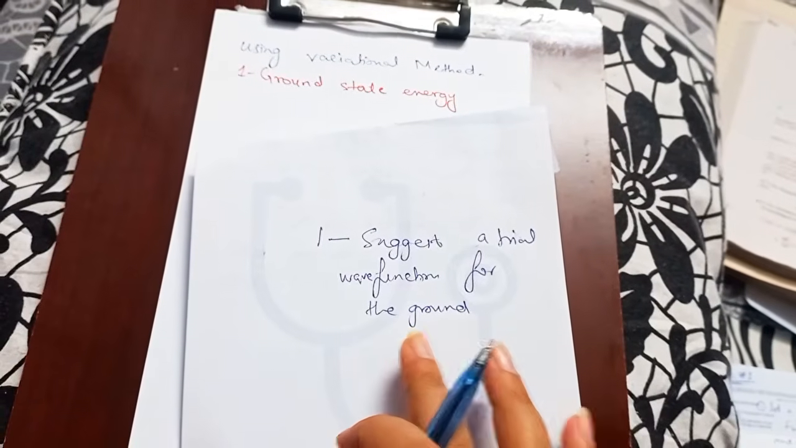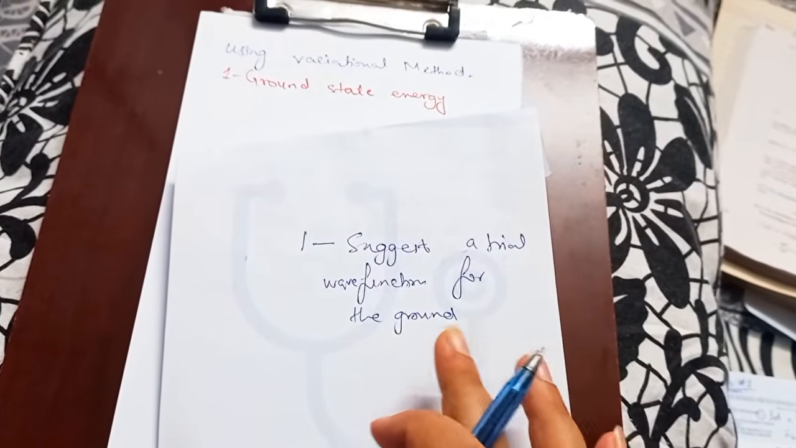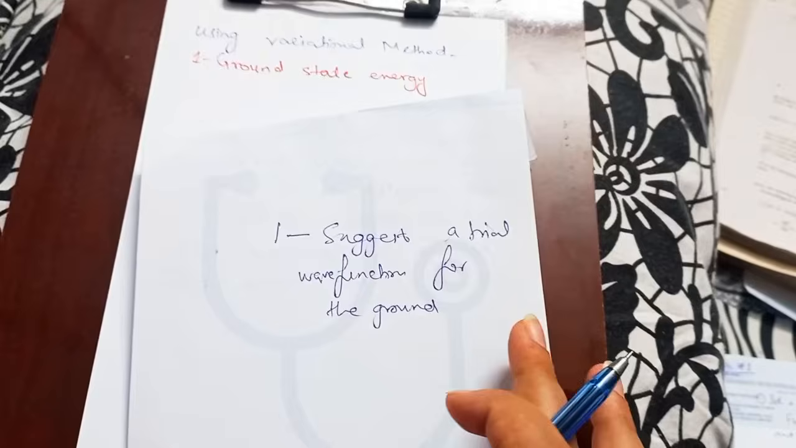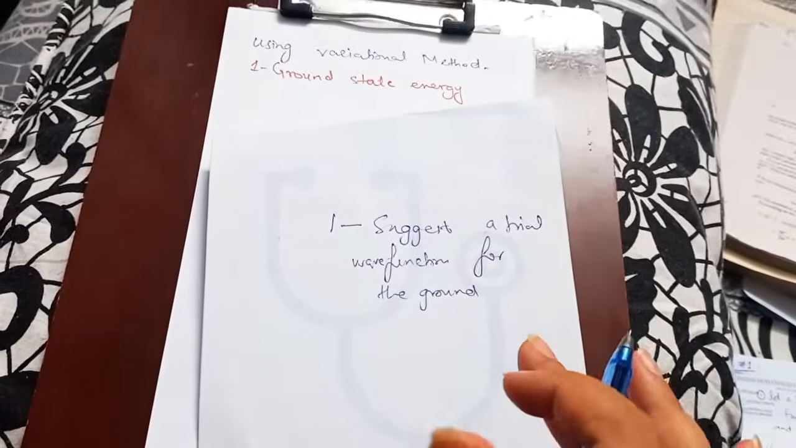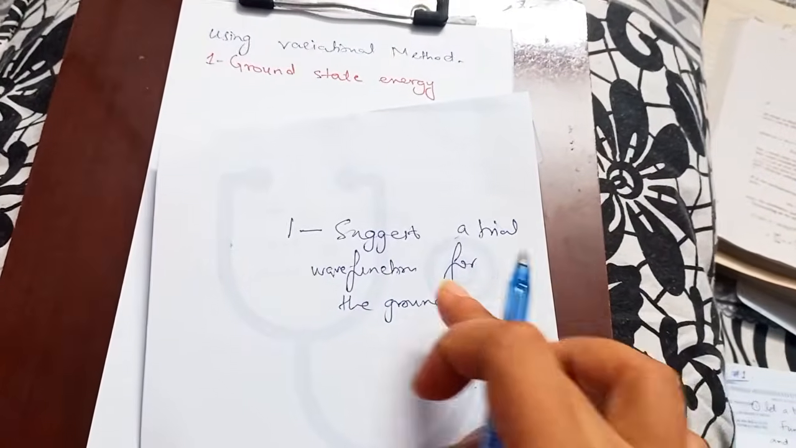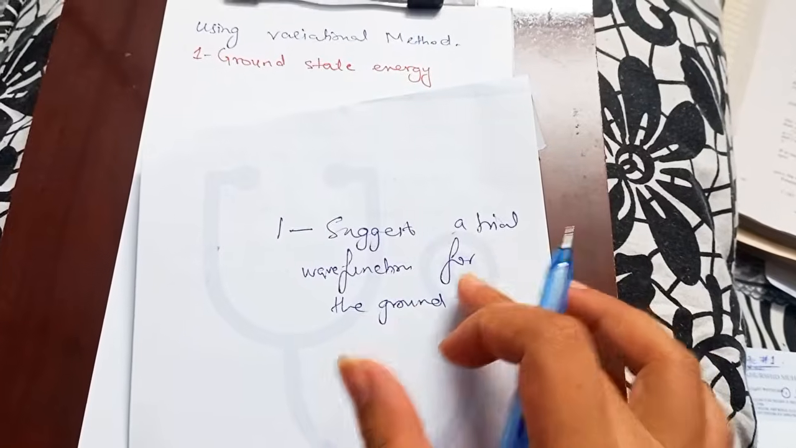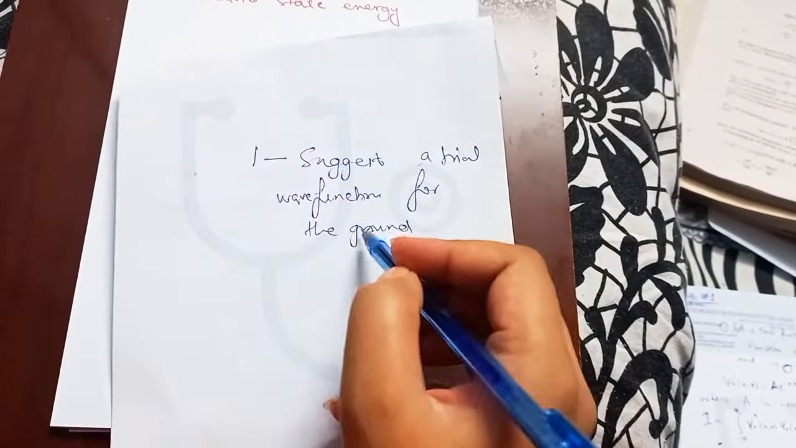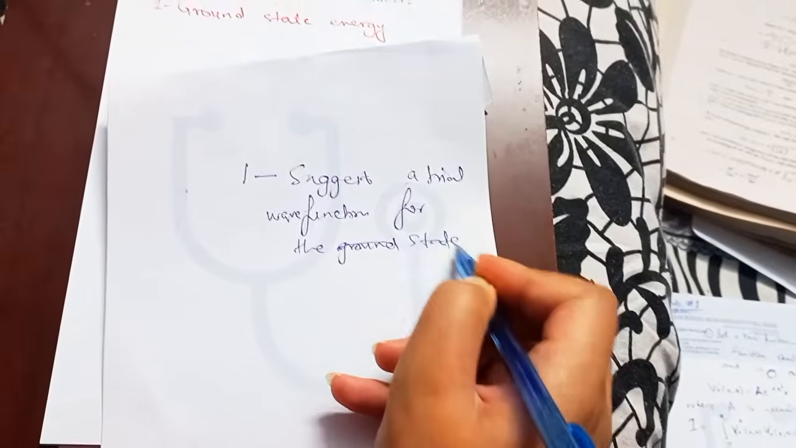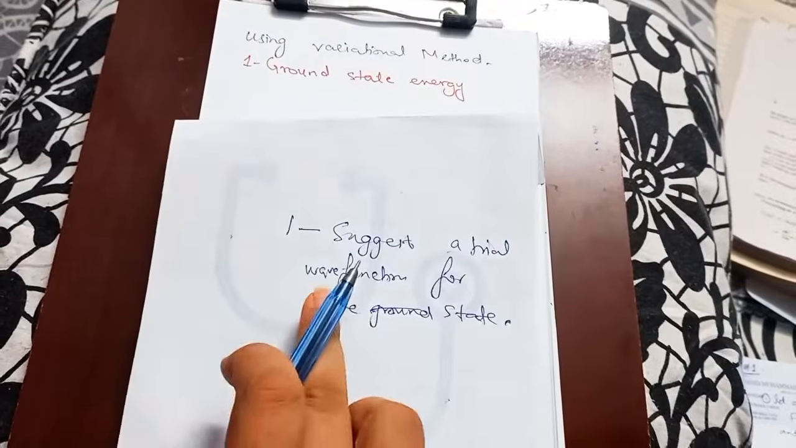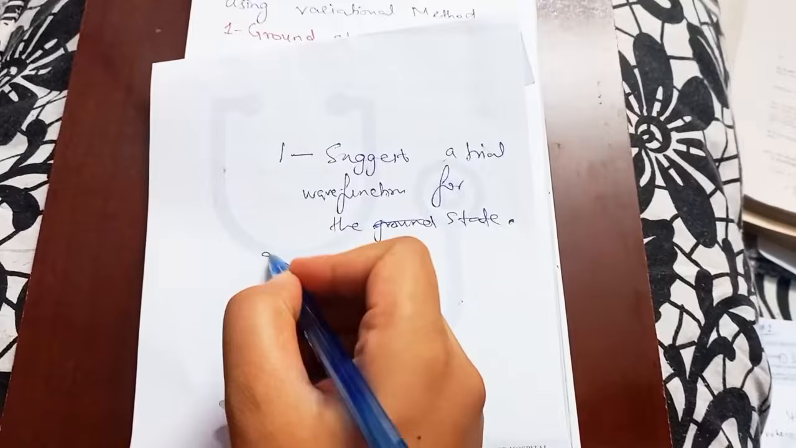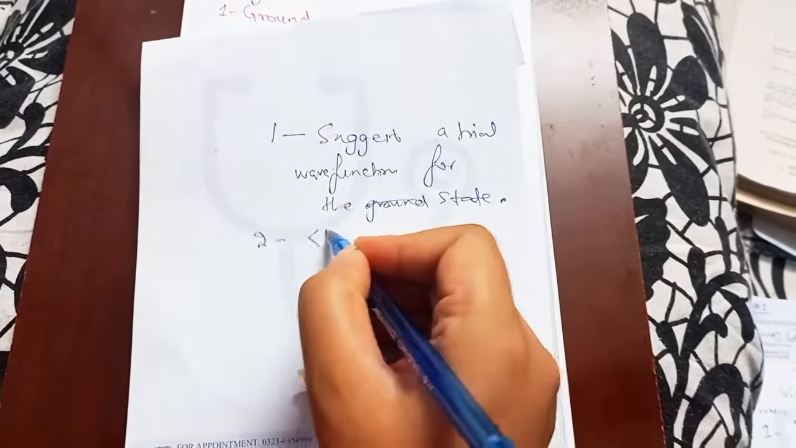If we are doing it for the first excited state, then we'll suggest a trial function for the first excited state, and so on. Depending upon which state you are considering, you will devise a trial wave function for that state. So we'll first do it for the ground state. We'll suggest a trial function, then we'll calculate the expectation energy.